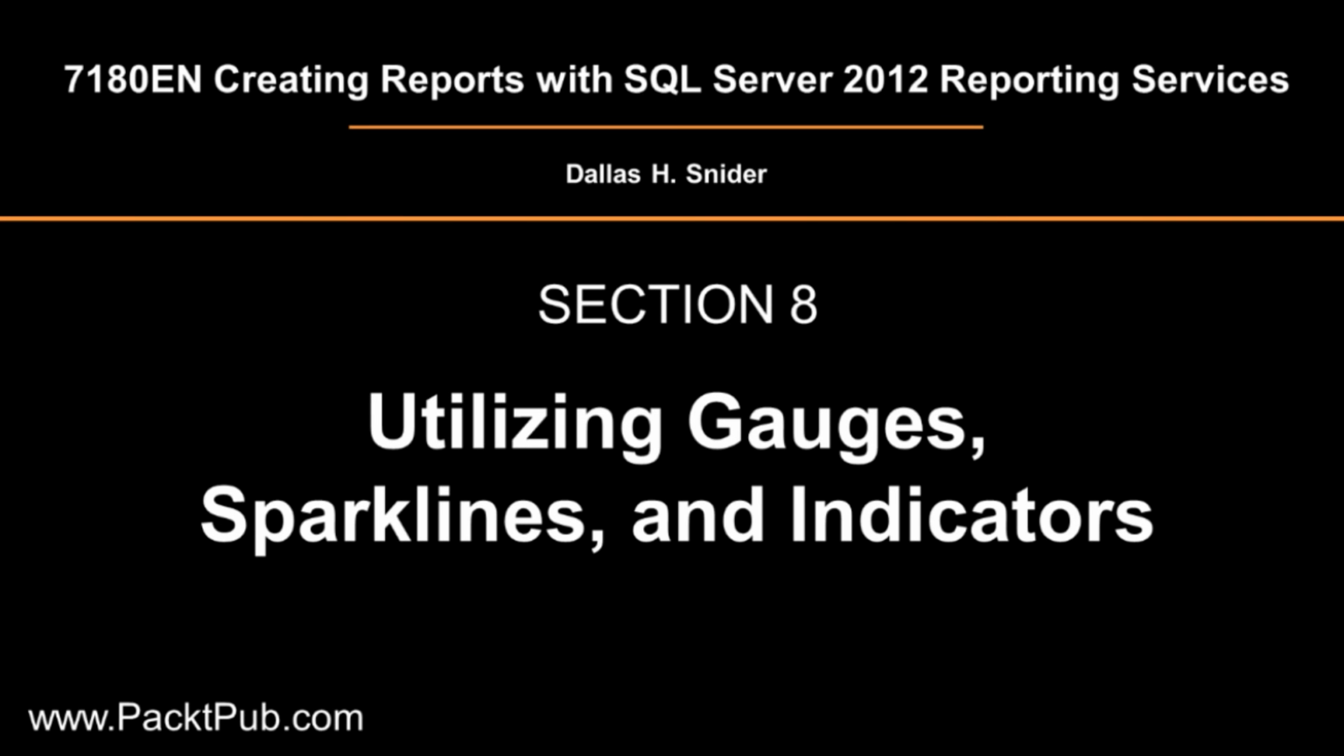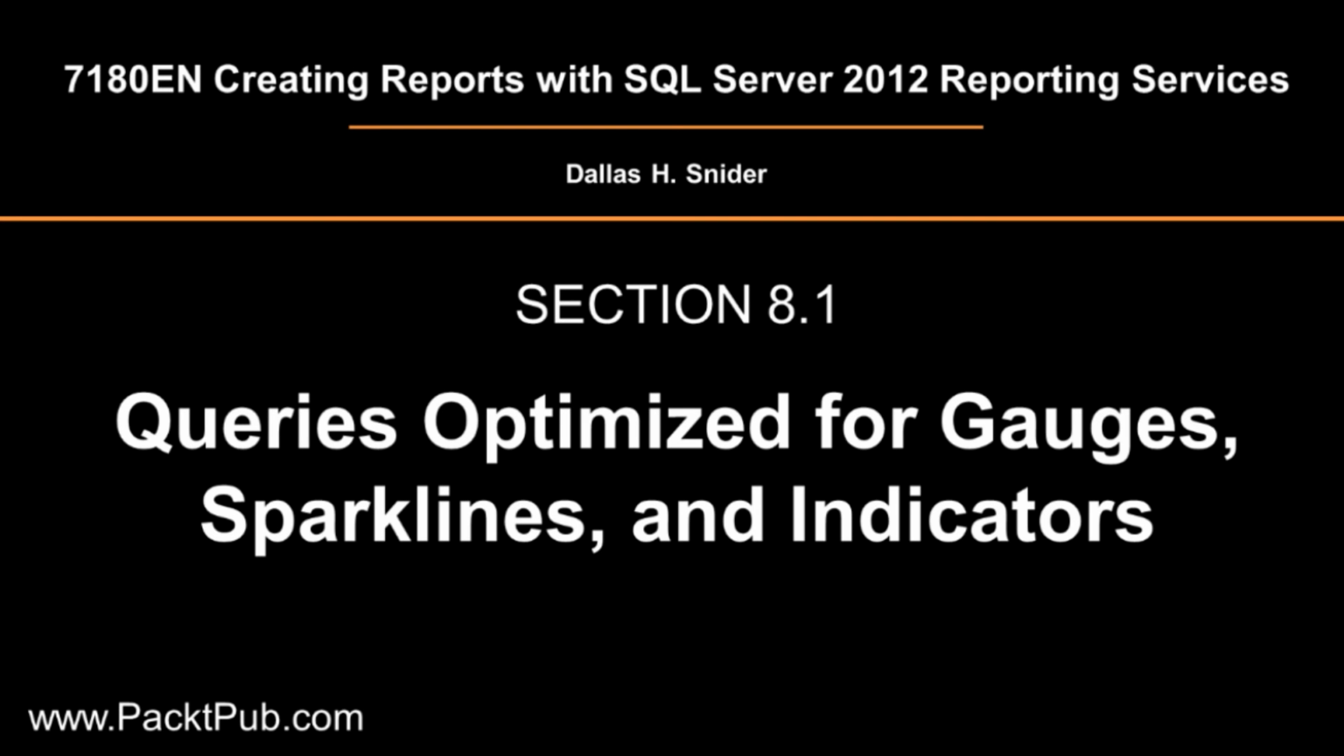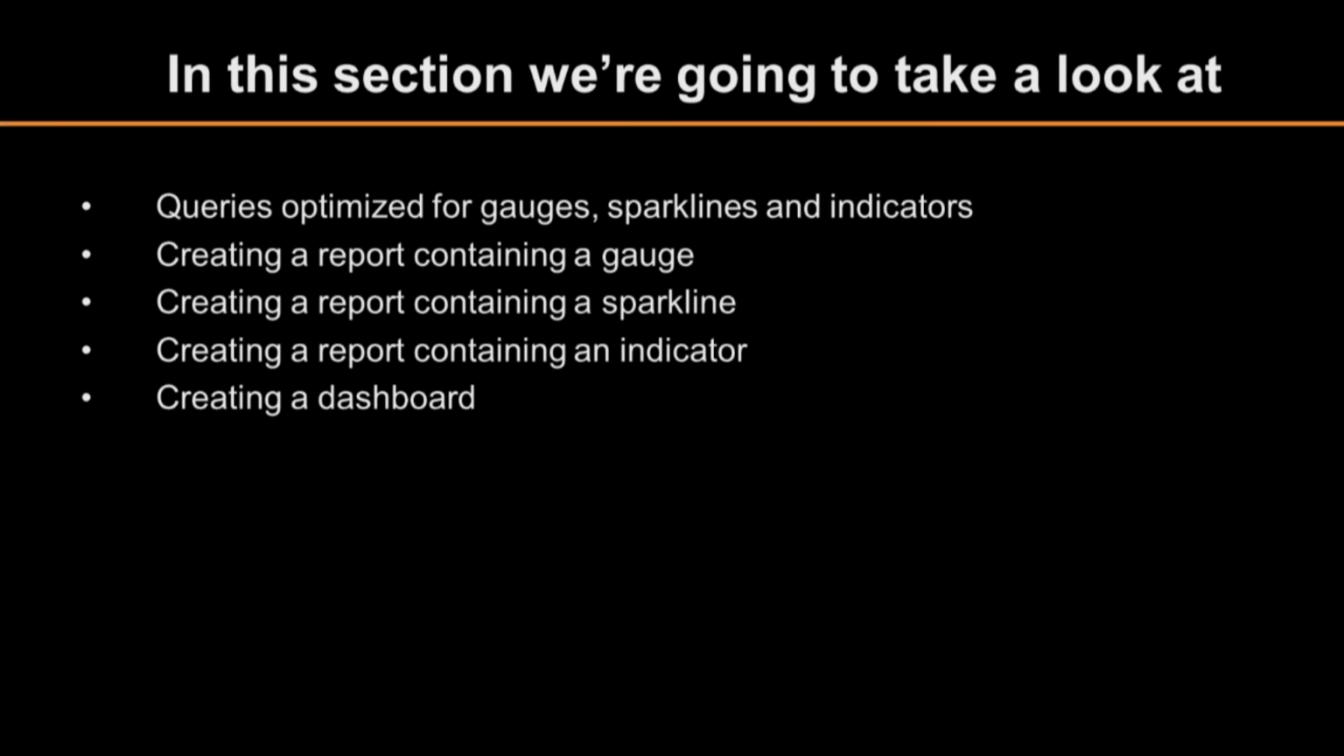Welcome to the first video of Section 8 of Creating Reports with SQL Server 2012 Reporting Services. In this section, we will discuss queries optimized for gauges, spark lines, and indicators for reports. Then we will use these queries to create reports containing gauges, spark lines, and indicators. In the last video of this section, we will combine these components to create a dashboard. Upon completing this video, you will know how to write queries optimized for gauges, spark lines, and indicators.